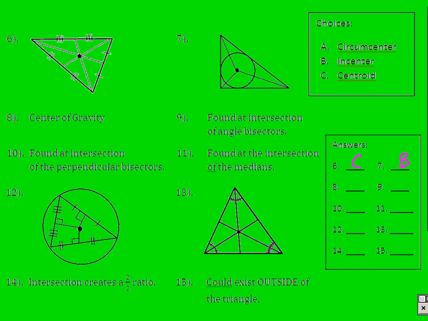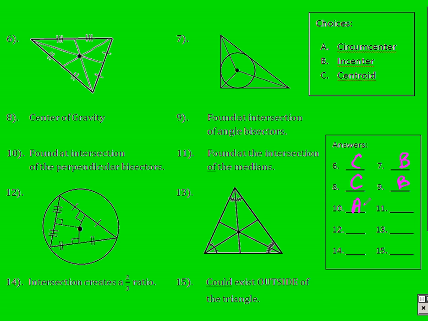Number 8, the center of gravity. We know that as the centroid. It is the balance point. Found where angle bisectors intersect. Angle bisectors come from, again, the in-center. Number 10, found at perpendicular bisectors. That comes from the circumcenter. It's the only time we'll have perpendiculars for sure.